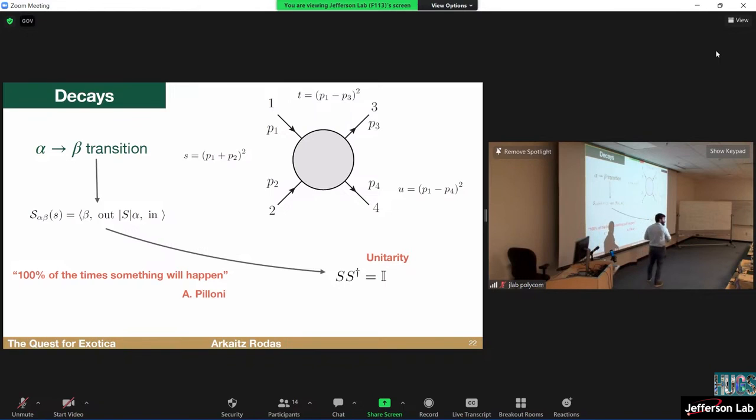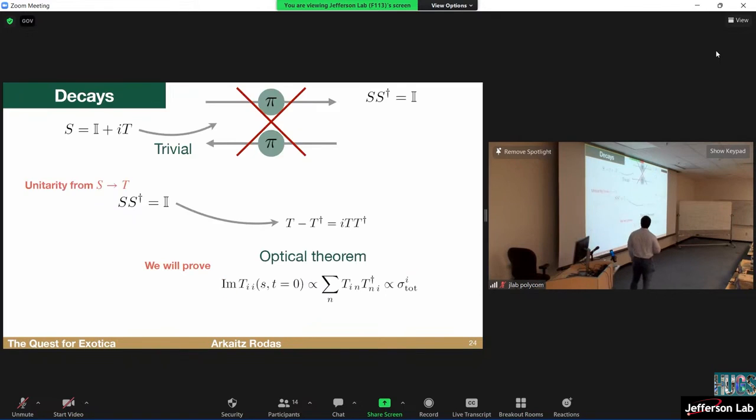This is a matrix, but let's think about one channel, pi to pi, and only that can happen. Then this is a function, right? And a function times its complex conjugate is the modulus of a function. This is the total probability, which must be equal to 1. So yes, unitarity is a basic principle. So we are going to adopt this. Now we're going to define this S matrix as the identity plus something.